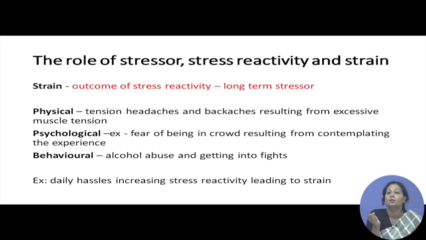Now we talk about strain. Strain is the outcome of stress reactivity, that is, to a long-term stressor. We have spoken of stress reactivity as the response to a stressor, and strain is the resultant. So it's the effect of a stressor for a long time. It could even be one day.